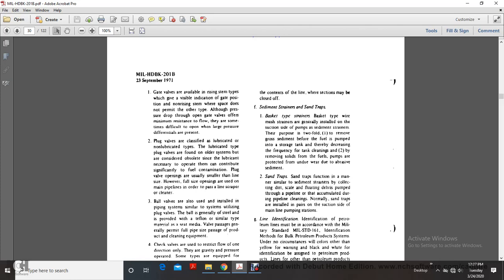2. Sand traps. Sand traps function in a manner similar to the sediment strainer, collecting the dirt, scale, and floating debris pumped through the pipeline, which accumulate and are removed by draining the piping for cleaning. Normally, sand traps are installed in pairs on the suction side of the mainline pumping station.